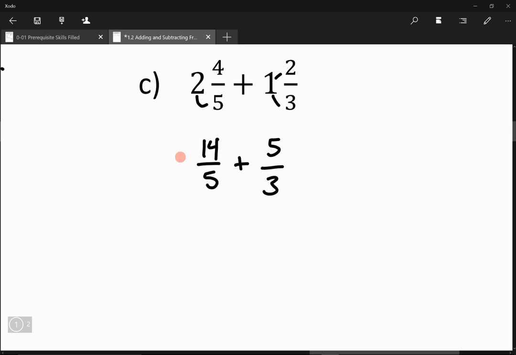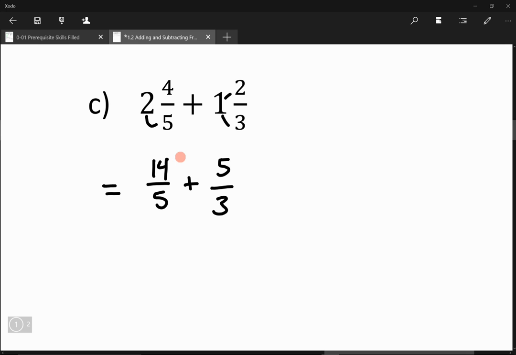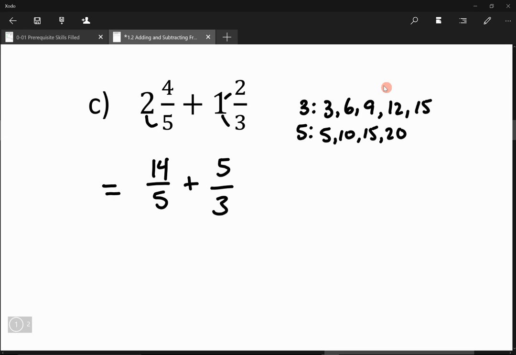But these improper fractions don't have a common denominator. So what you have to do is find a common denominator. So again, find that lowest common multiple. So 3 and 5. What are the multiples of 3? Well, 3, 6, 9, 12, 15. And the multiples of 5 are 5, 10, 15, 20. Oh, we found one here, 15 and 15. So I'm going to use that.